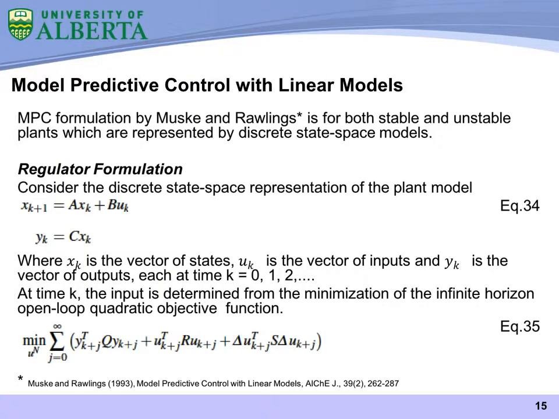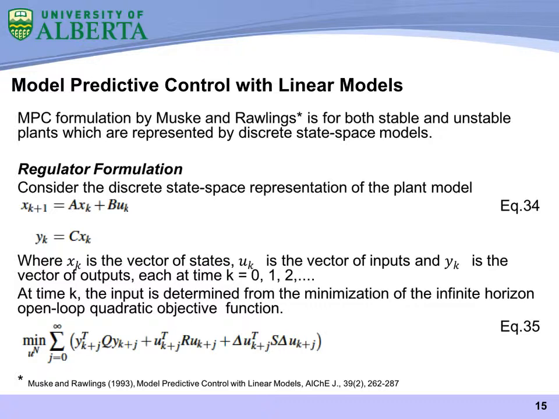Okay, now what is model predictive control? Model predictive control is nothing but discrete optimal control which is augmented, has constraints, and, not only that, is applied in a repetitive manner. The main reference for this is Muske and Rawlings' 1993 paper, so it's pretty much around 20 years ago. The regulator formulation again considers a discrete state space setting. At time k, the input is determined from minimization of the infinite horizon open loop quadratic objective function.